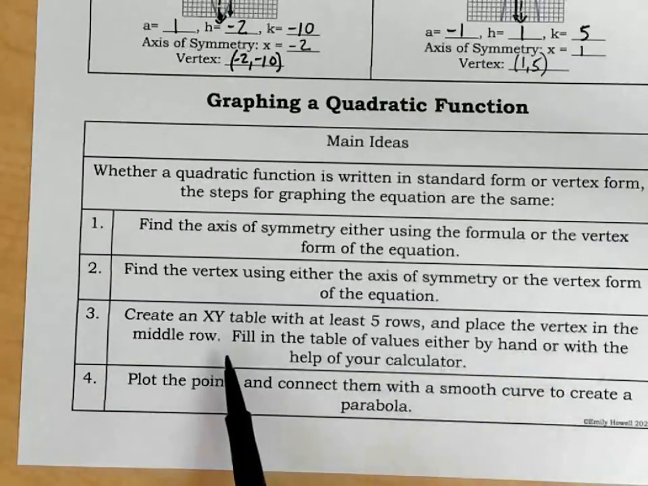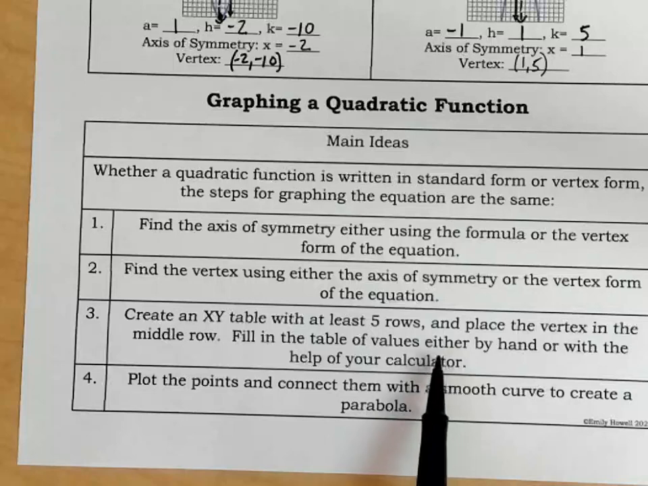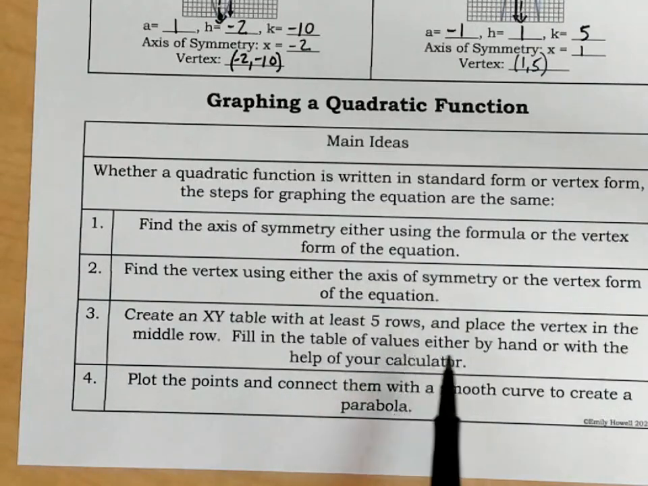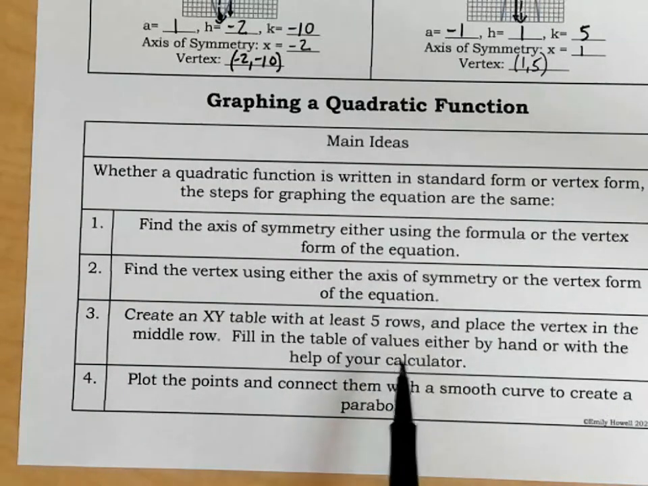You're going to put the vertex in the middle row, and then fill in the table of values, either by hand or with the help of your calculator. If you do it by hand, that means you're going to be plugging each x value into the equation and finding the y value. And if you want to use your calculator, I can show you how to do that as well. I'll do that here in just a minute.